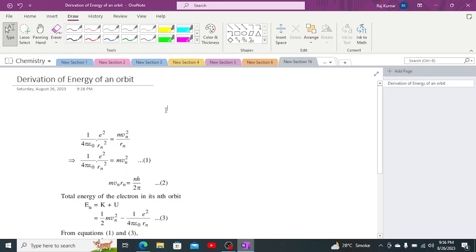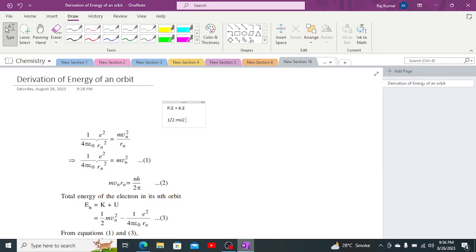So basically, the total energy inside an orbit is equal to what? Total energy inside an orbit is equal to potential energy plus kinetic energy. As we know, an electron has both energies, potential as well as kinetic. Kinetic energy is due to motion, potential energy due to position. Kinetic energy has its formula, as we have studied in physics: 1 upon 2 mv square.